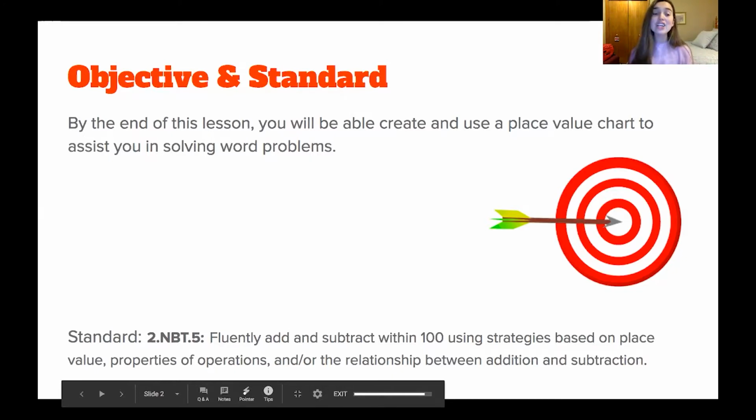And then our standard is to fluently add and subtract within 100 using strategies based on place value, properties of operations, and or the relationship between addition and subtraction. So this is just one of those methods that is going to help us as we are learning how to add and subtract within 100 using different strategies.